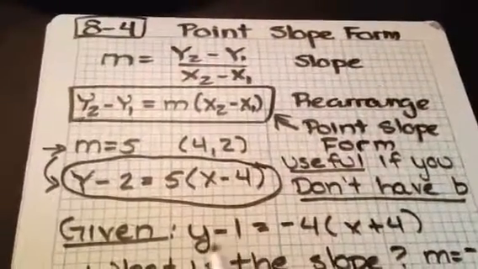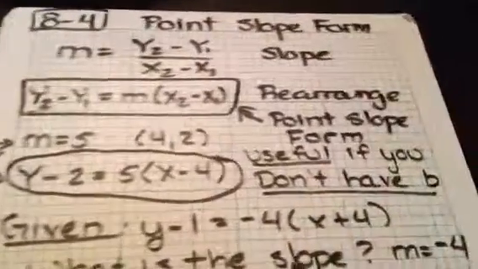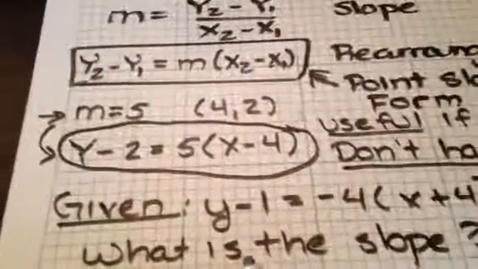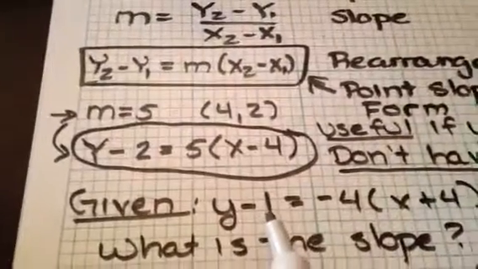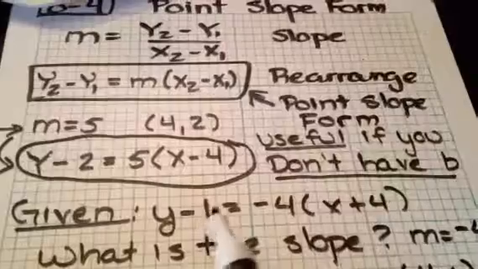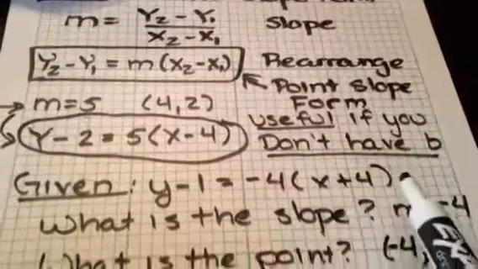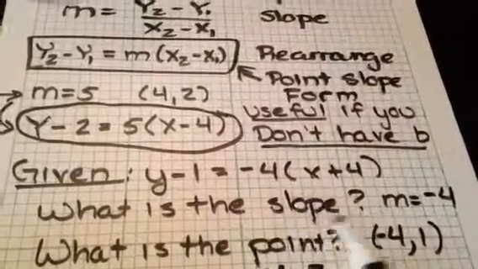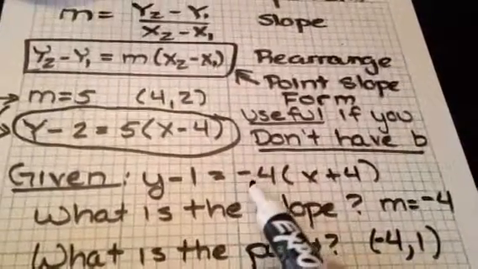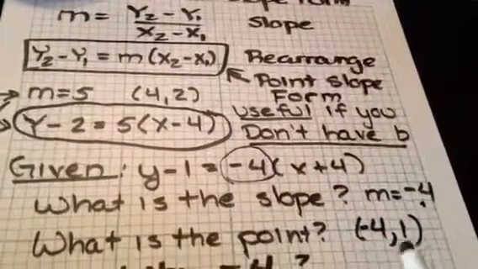So if I give you something like this, you need to be able to look at that and see that this is the point slope form. And so we have y minus 1 equals negative 4 times x plus 4. So the first question is, what's the slope? Well, the slope here is going to be right here in front, and so the slope is negative 4.